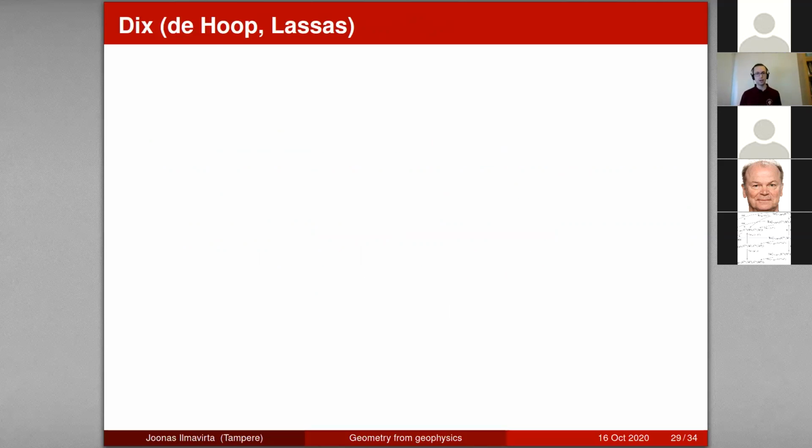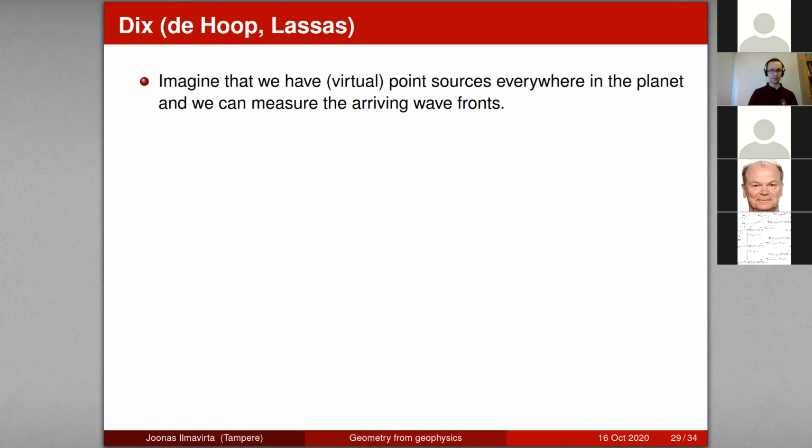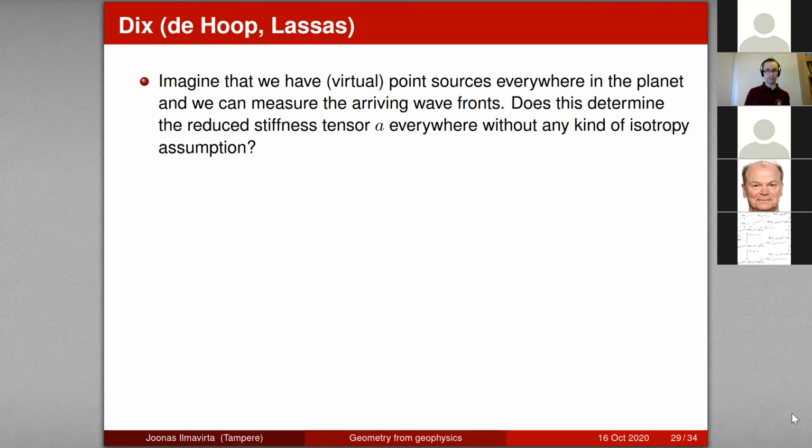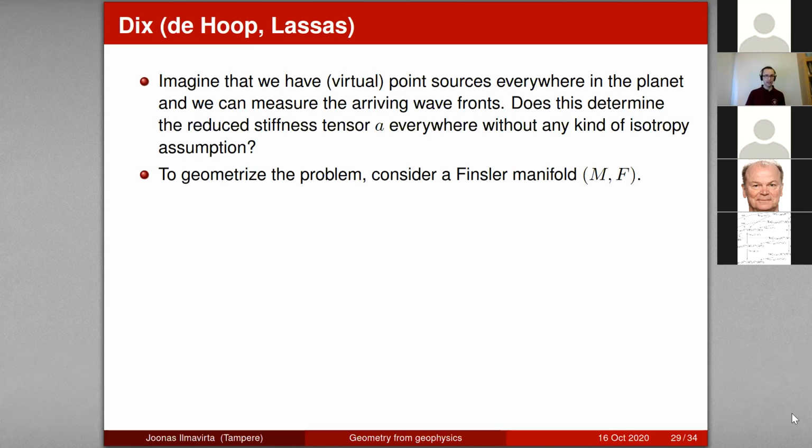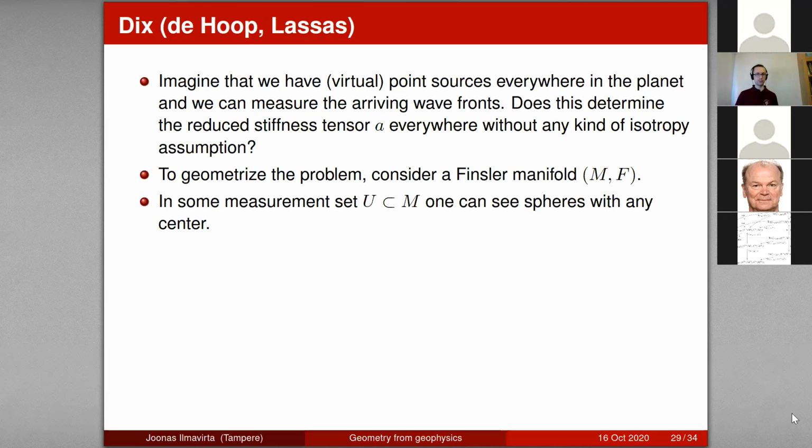For another one, it's a problem originally by Dix, which I'm studying with Martin de Hoop and Matti Lassas. So imagine that we have point sources, which may be real or virtual, everywhere in the planet, and we can measure the arriving wave fronts somewhere in a detector near the boundary of the surface. So the question is, does this then determine the reduced stiffness tensor A everywhere without any kind of assumption on the symmetries?